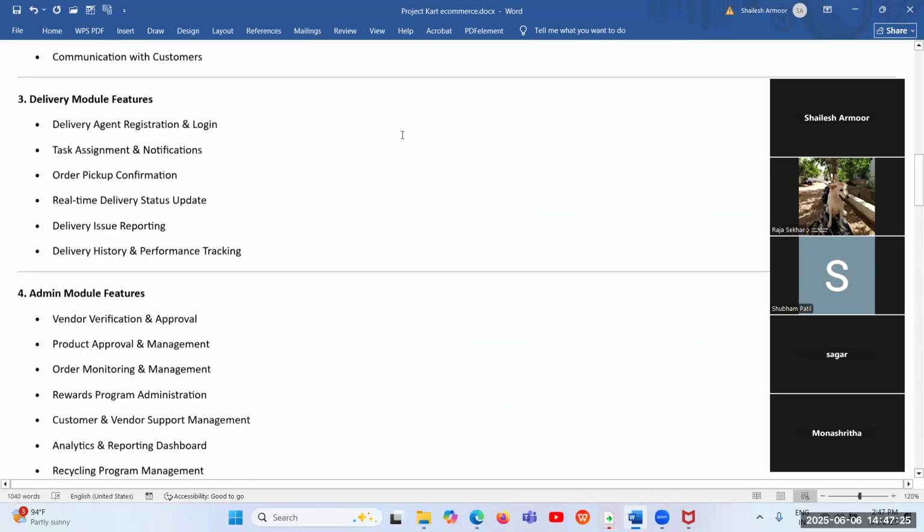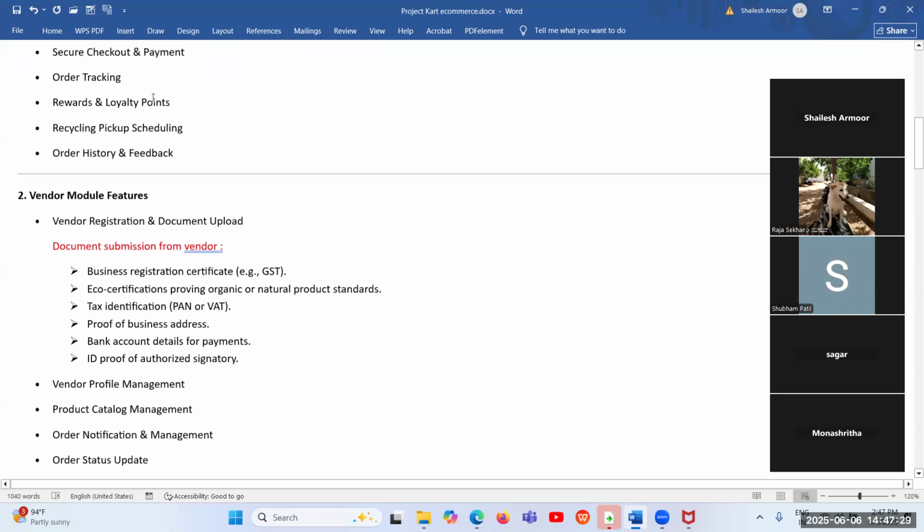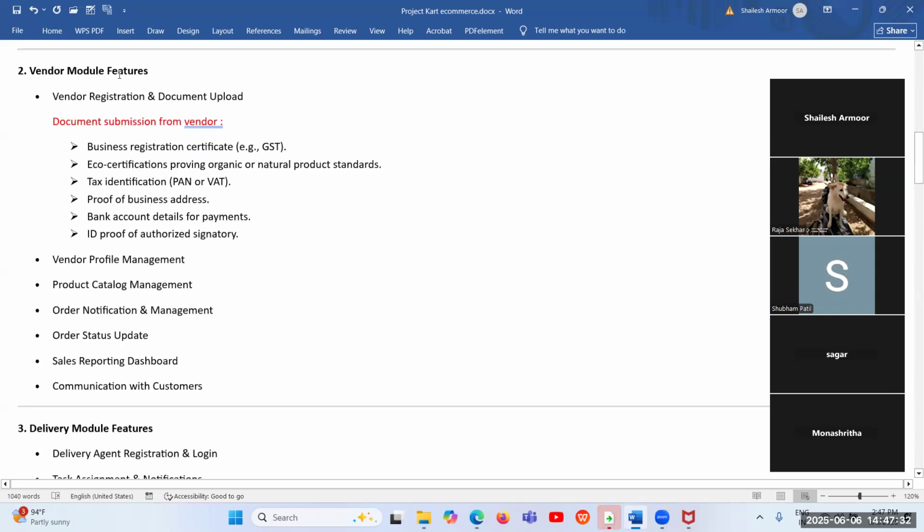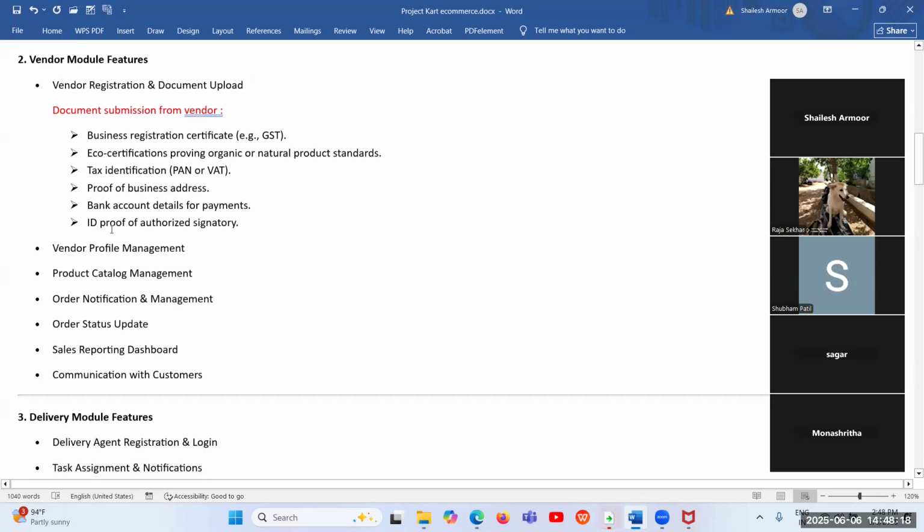Basically, let me explain vendor management. Vendor module means, for example, the seller I told you about, the one who has the products and will be updating or uploading them in this green card application. So this vendor will update all his details first: registration details and document uploads. Like when someone starts a food business, they need to submit the food license, food license certificate, and other mandatory certificates, hotel certificate. Here also the vendor needs to submit registration details and documents: GST, eco-friendly certification, tax identification, proof of business address, bank details, ID proof. Everything the vendor needs to upload.